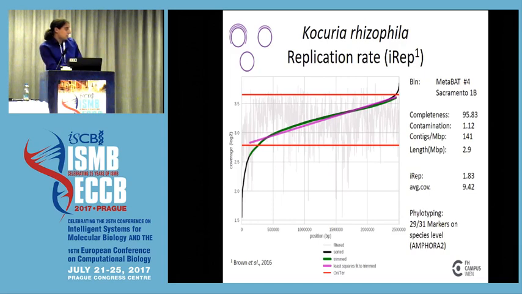But again, I can estimate an RREP of 1.83, so it seems to be quite nicely replicating. I have an average coverage of 9.42. And as well, again, 29 of 31 markers from Amphora do tell me on the species level this is Cochlear rhizophila, which I've been here.